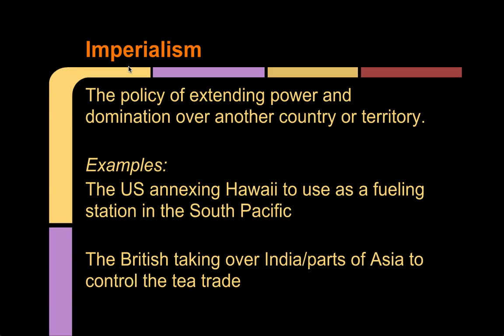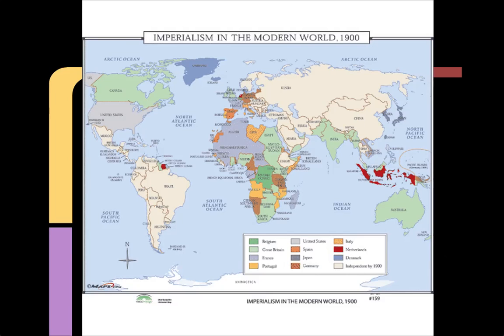An example is when the U.S. is annexing Hawaii to use as a fuel station in the South Pacific. Also, another example is the British taking over India, parts of Asia, to control the tea trade, which we're going to talk about in the next few slides. Here's imperialism in the modern world in the 1900s. If you look at each certain color, it represents certain nations, and then you can see that the colors have spread. Like Great Britain has a hold on Canada, okay? The United States has a hold on the United States. This is Alaska. You can also see Great Britain has areas in Africa, India, Australia.